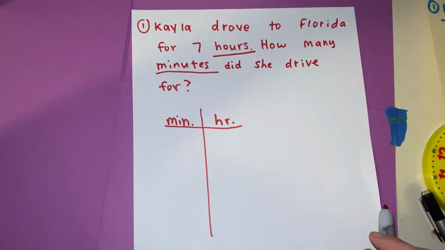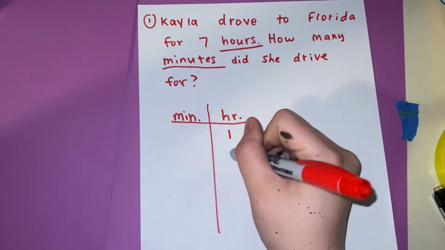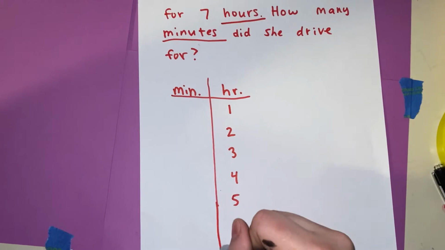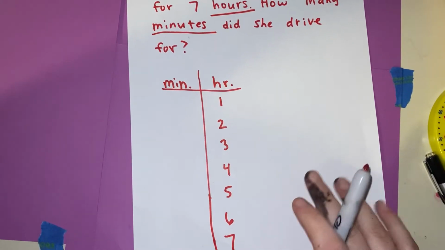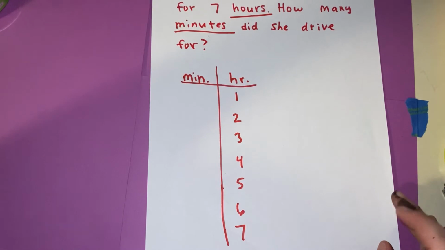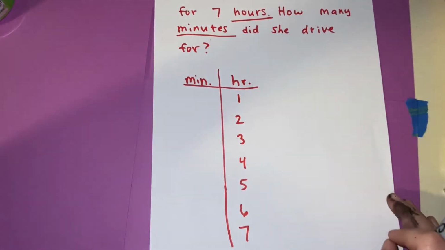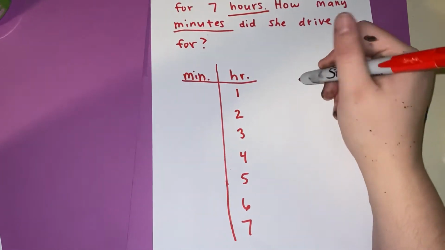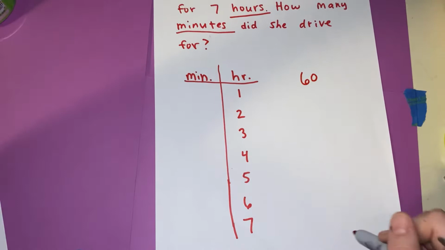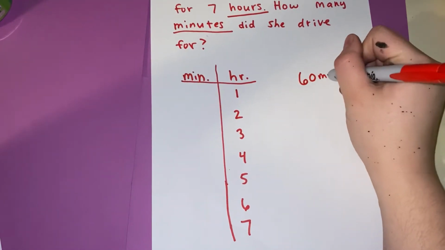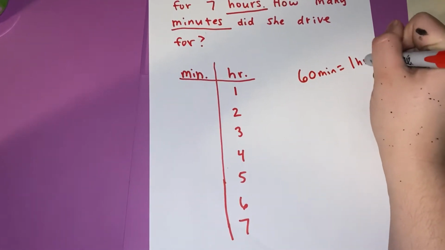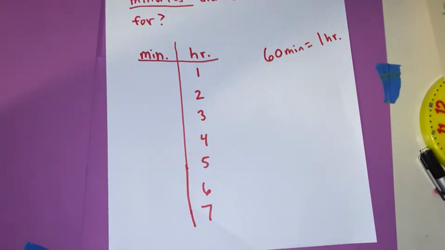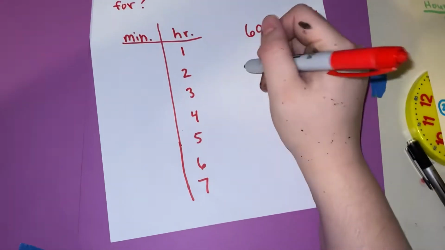We know she drove for 7 hours. So I want to go ahead and number 1, 2, 3, 4, 5, 6, 7. So how many minutes are in 1 hour? If you look back at the video or the study guide you guys have, it's 60 minutes in 1 hour. So we're going to use repeated addition to go ahead and add it, because 60 minutes equals 1 hour. So we're going to do repeated addition 7 times since we're looking for 7 hours. So we're just going to go ahead and get started.